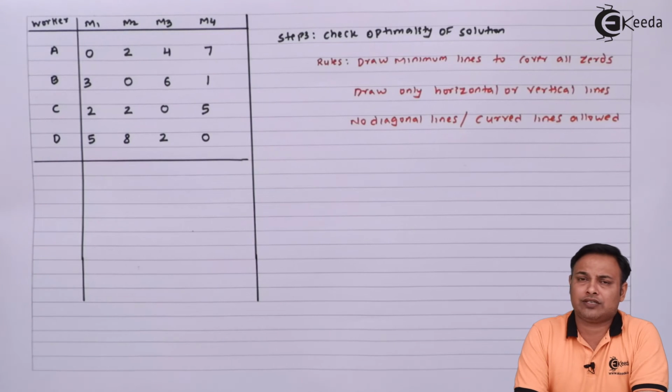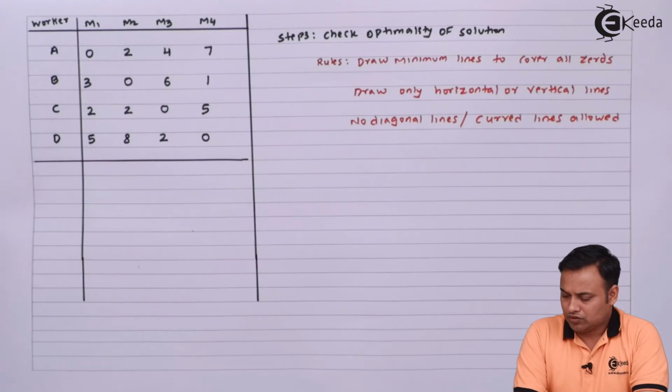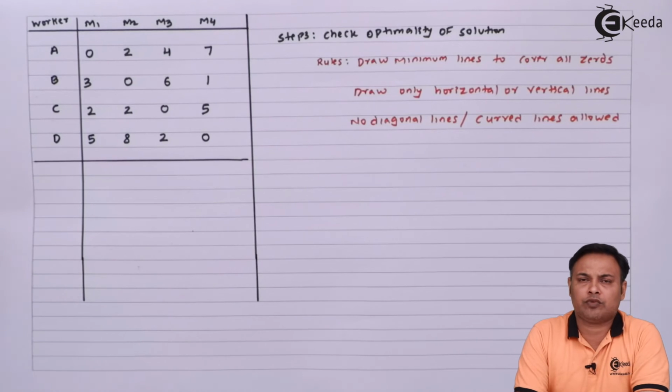Now I will draw the lines in a zigzag manner, and while solving the problem you will always draw the lines with the help of a pencil rather than a pen. So look at the position of the zeros before drawing the line.